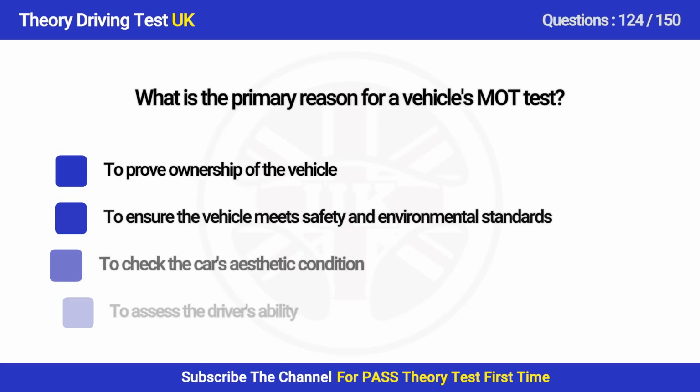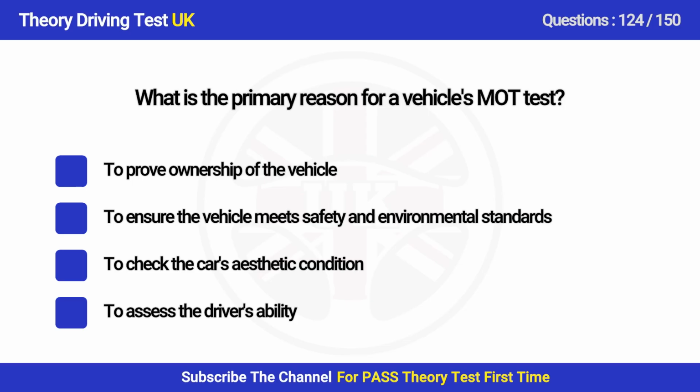Question 124. What is the primary reason for a vehicle MOT test? A. To prove ownership of the vehicle. B. To ensure the vehicle meets safety and environmental standards. C. To check the car's aesthetic condition. D. To assess the driver's ability.